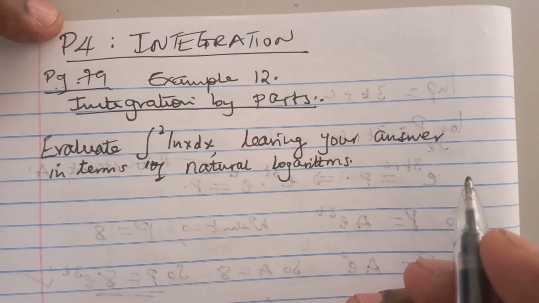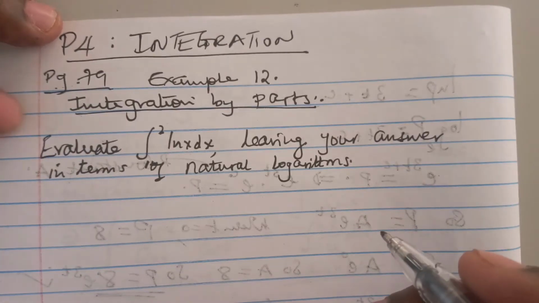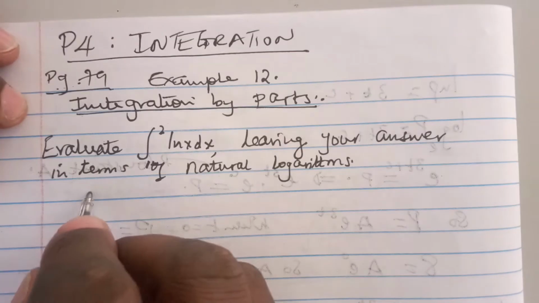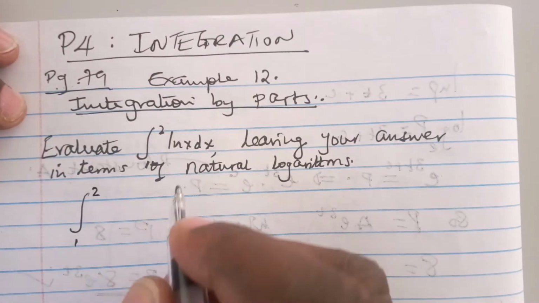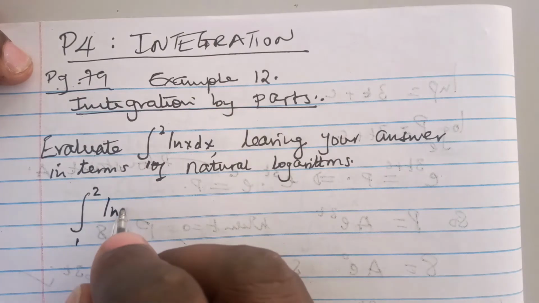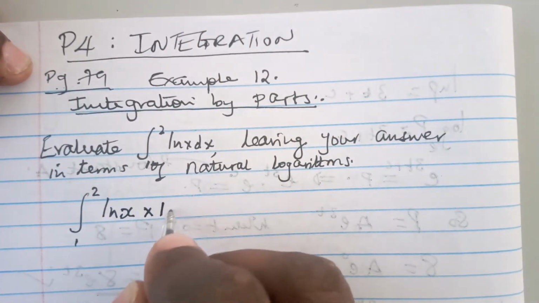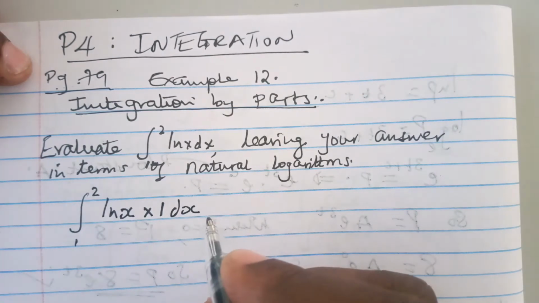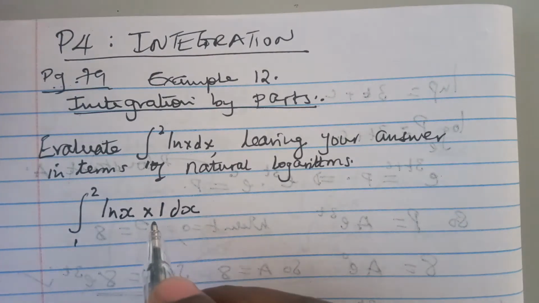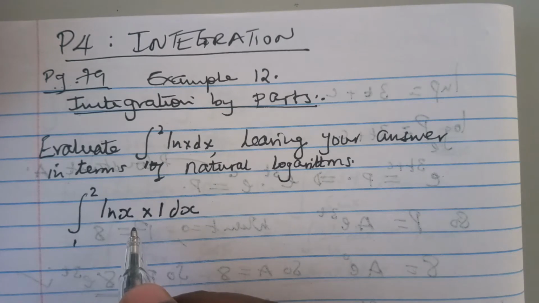And one thing you must know, because we are talking about integration by parts, we would want to rewrite this question in this way: the integral between the two limits of ln x, of course you multiply by 1 dx with respect to x. The reason why I have multiplied by 1, it changes nothing, the same value is retained.